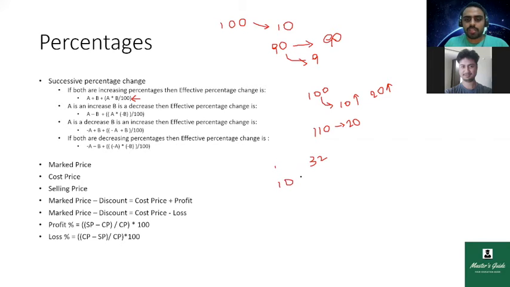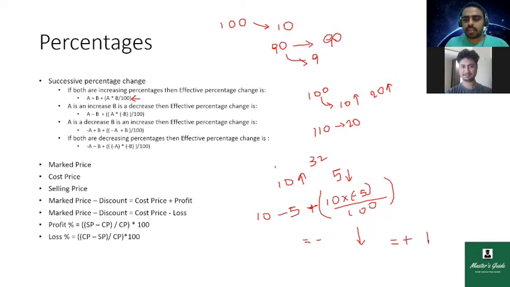So if one is a 10% increase and another is a 5% decrease, and I want to put that in my formula, I would put it as 10 minus 5 plus 10 into minus 5 whole divided by 100. In this way you can find out the effective percentage change. At the end, if you get a negative, then your effective percentage is a decrease. If you get a positive number, that denotes an increase.